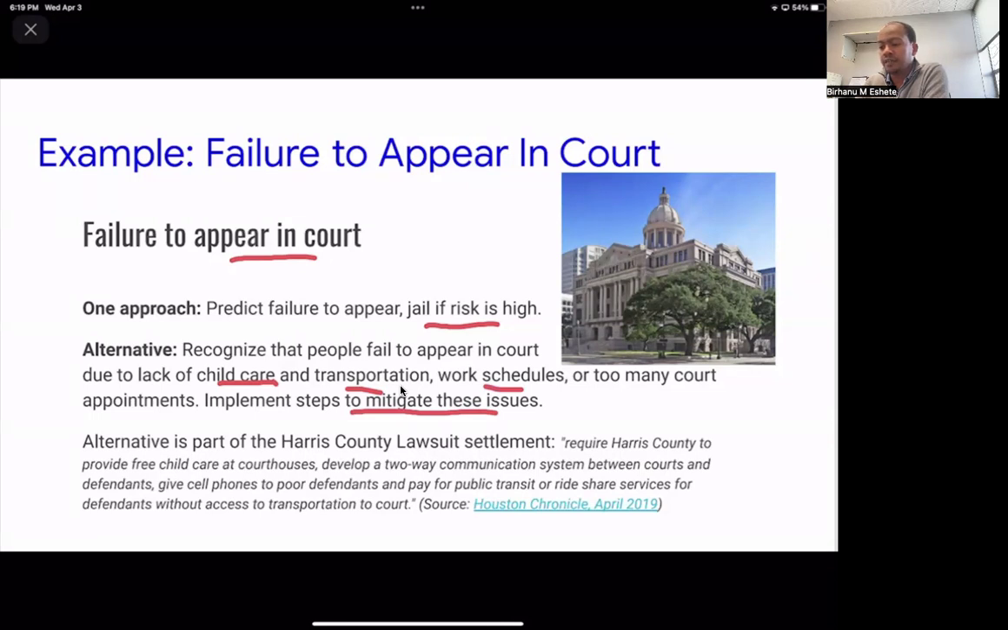There was this case of Harris County in Houston, Texas, where there was a ruling against the county. The judge basically ordered that Harris County provide free childcare at courthouses, develop a two-way communication system between courts and defendants, give cell phones to poor defendants, and pay for public transit and rideshare services for defendants without access to transportation, right? So we could take these kinds of measures that have nothing to do with the technical underpinnings of the machine learning models, but this could solve the problem. This could reduce the issue of fairness to a larger degree.